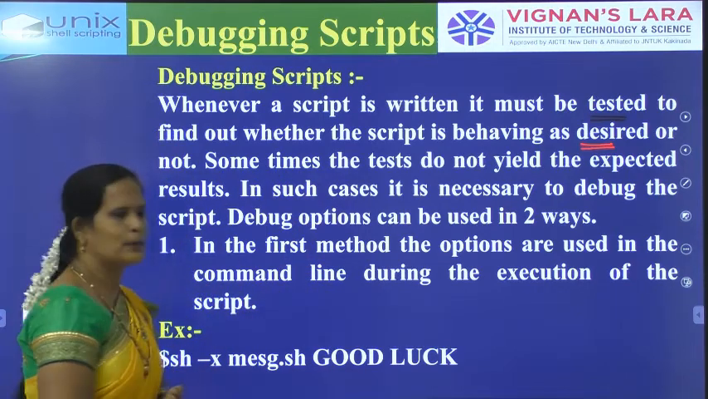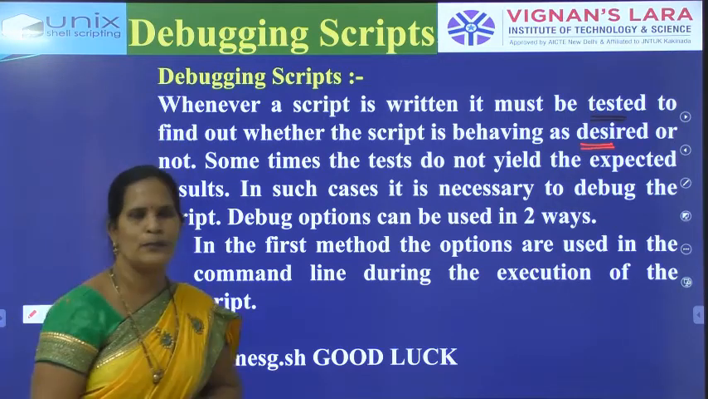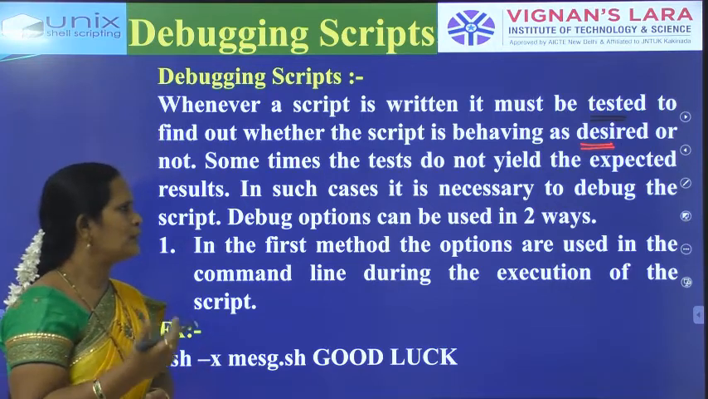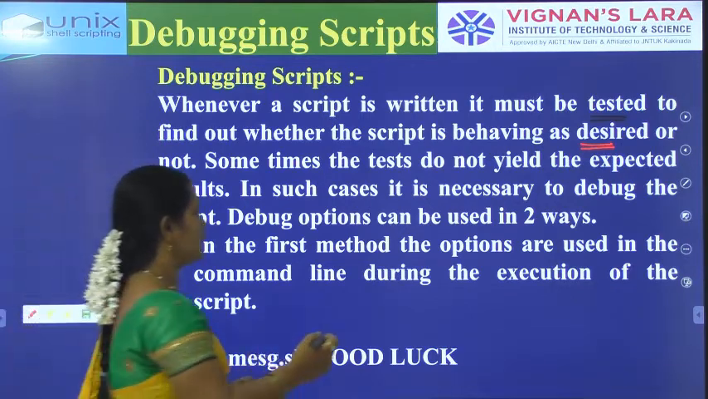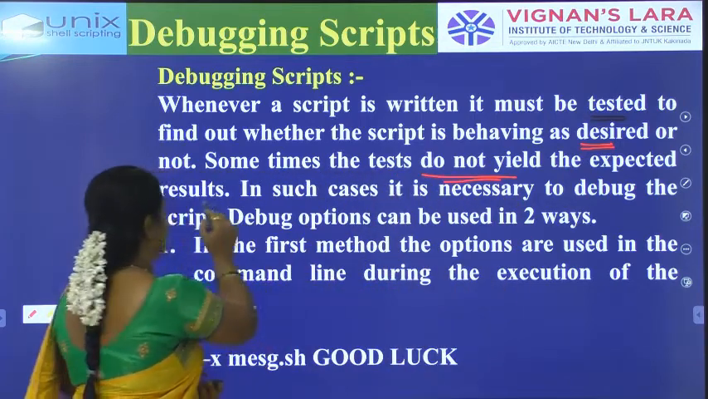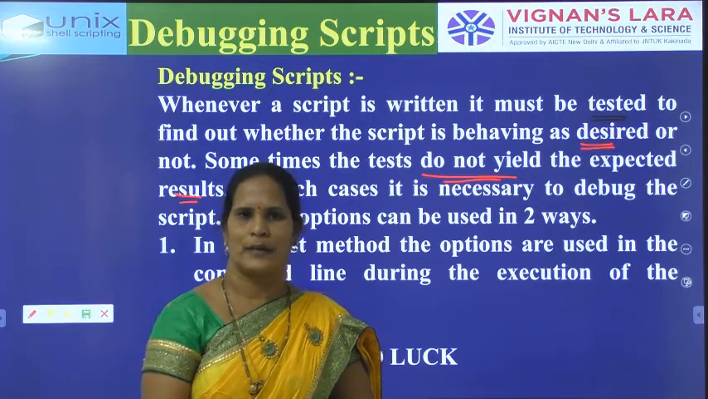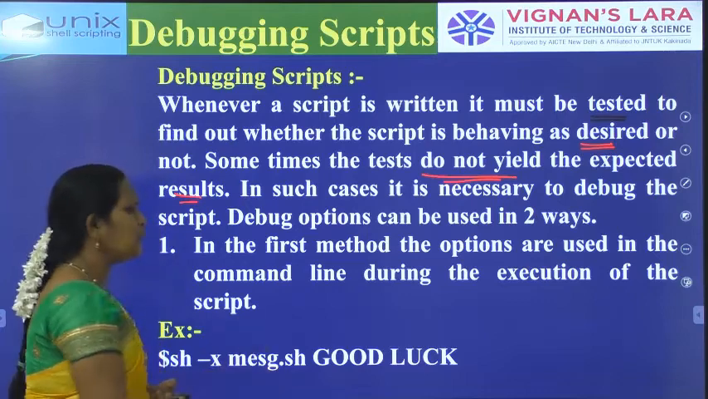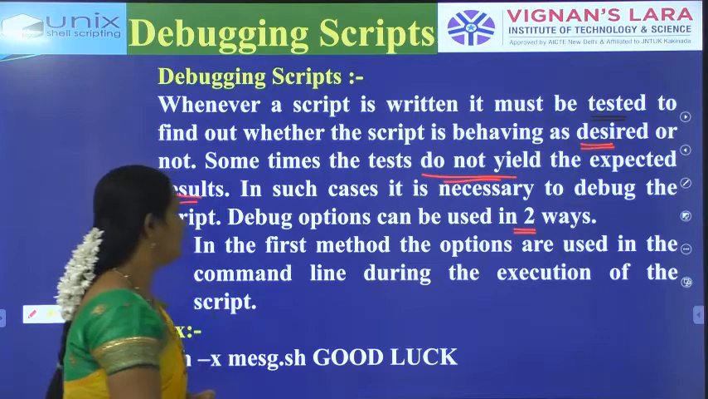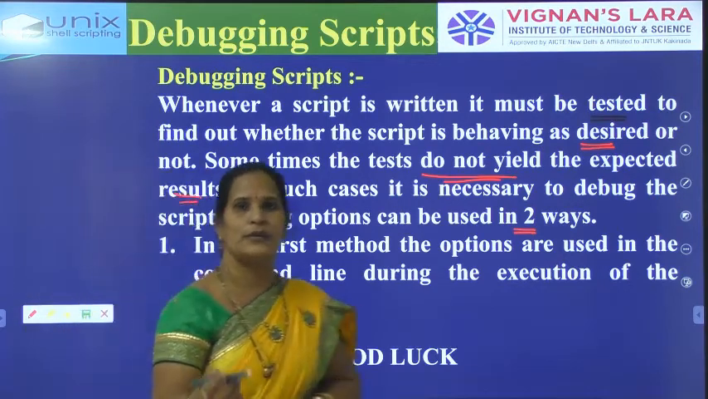Whenever a script is written, it must be tested to find out whether the script is behaving as desired or not. Sometimes the tests do not yield the expected results. In such cases, it is necessary to debug the script. The debug options can be used in two ways. In the first way, the options are used in the command line.